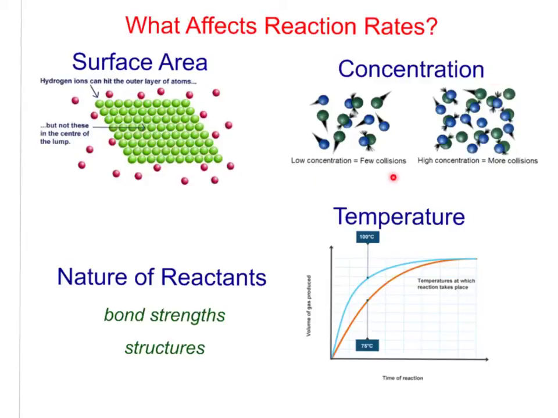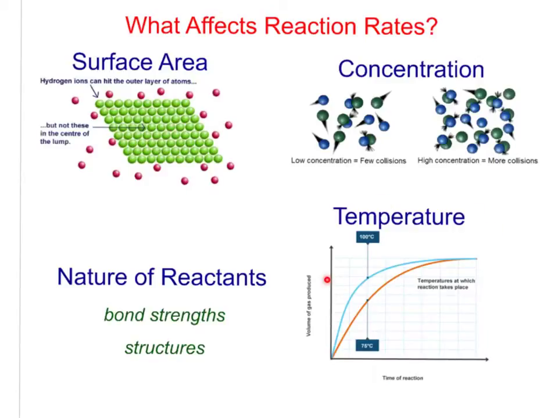Low concentration, if we talk about our collision model, we are not able to have as many collisions. There would be fewer atoms and we'd have fewer collisions. With a high concentration, we would have more collisions. Same here with our collision model. There would be fewer collisions available to the atoms on the inside because of the surface area issue.